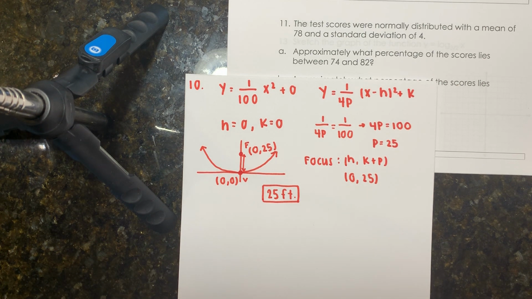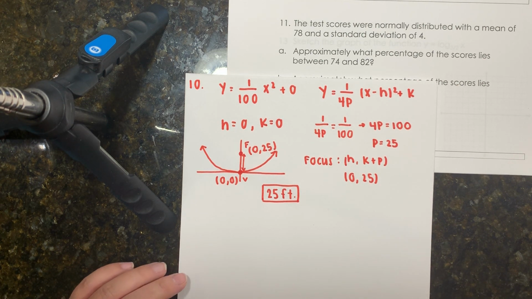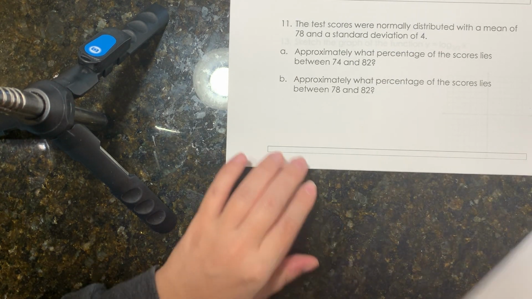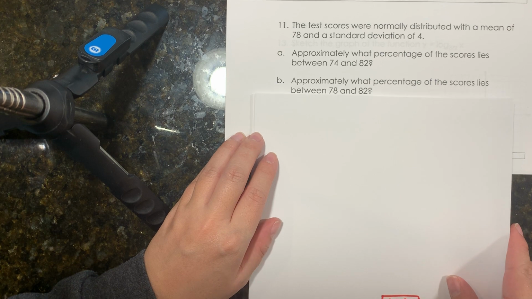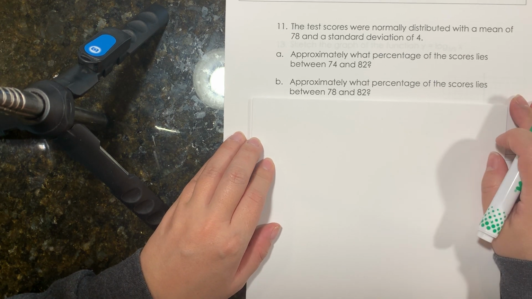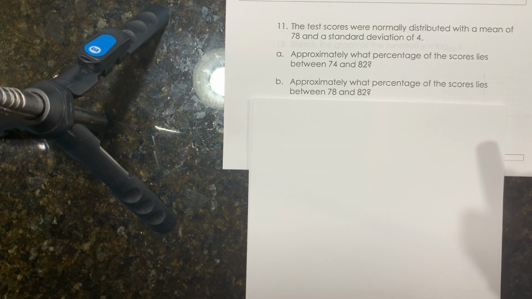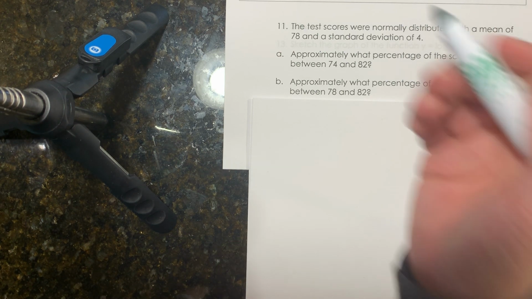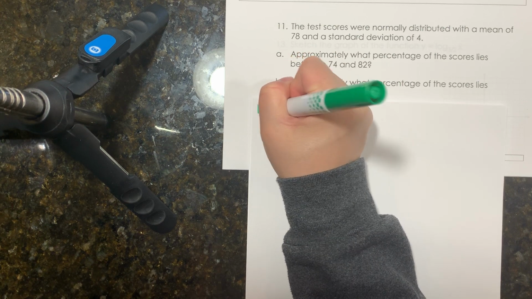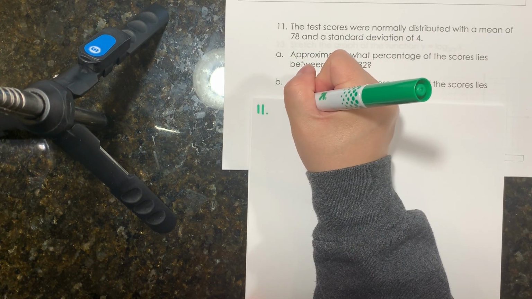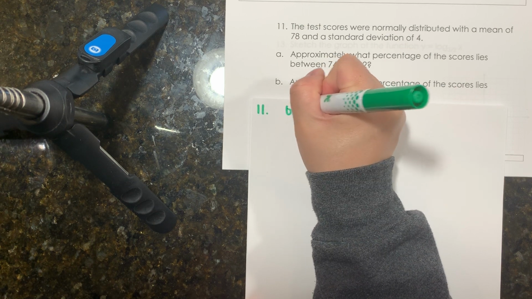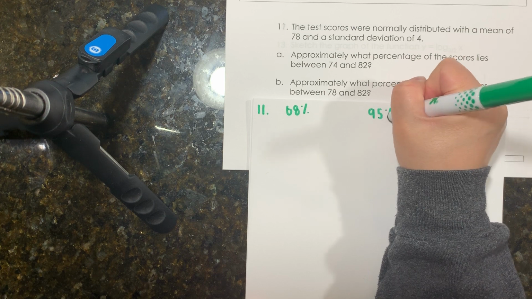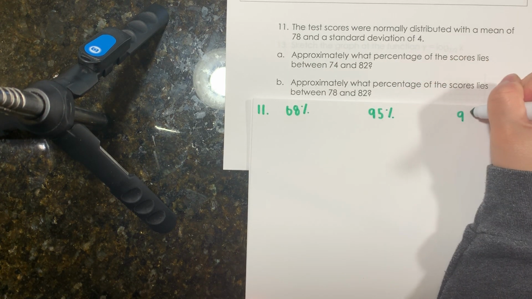Now moving on to number 11. Number 11 says the test scores were normally distributed with a mean of 78 and a standard deviation of 4. Approximately what percentage of scores lies between 74 and 82, and 78 and 82? Okay, so for number 11, I have 3 percentages that I know. I have 68%, 95%, and then 99%.